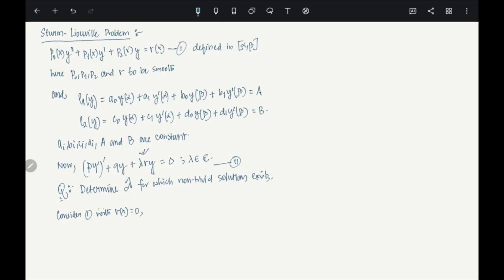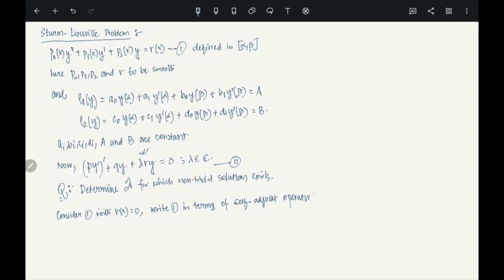Now you see, for the homogeneous problem, if this problem is in the general form and you multiply it properly with the integrating factor, we know we can write it in terms of a self-adjoint operator. So write it in terms of a self-adjoint operator.